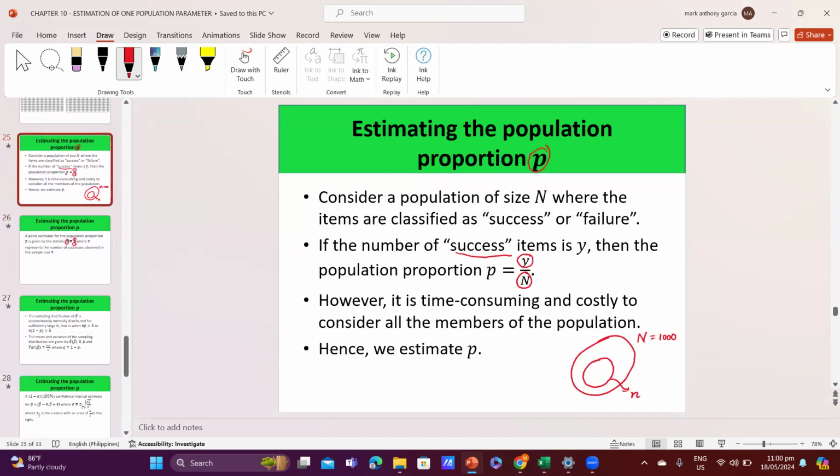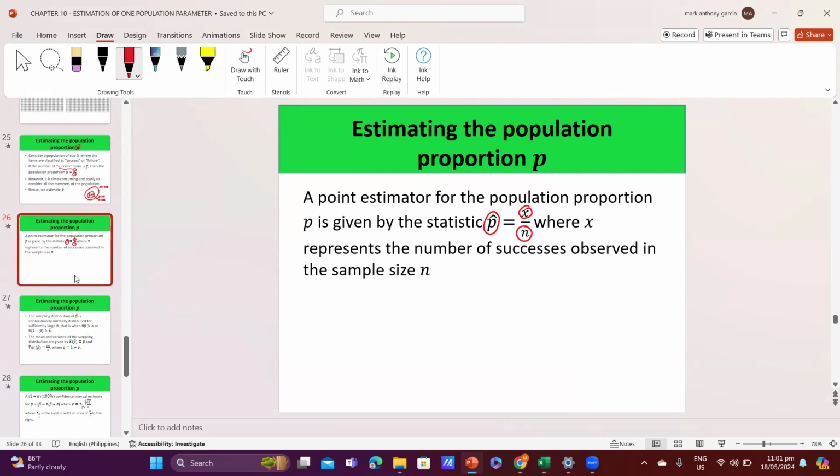So going back to the previous slide, if we have a sample size of 100, and let's say that we found out that there are 65 people who like the color blue, then our sample proportion, p hat, is equal to 65 over 100, which is 0.65. So that 0.65 will serve as our point estimate for the population proportion P.